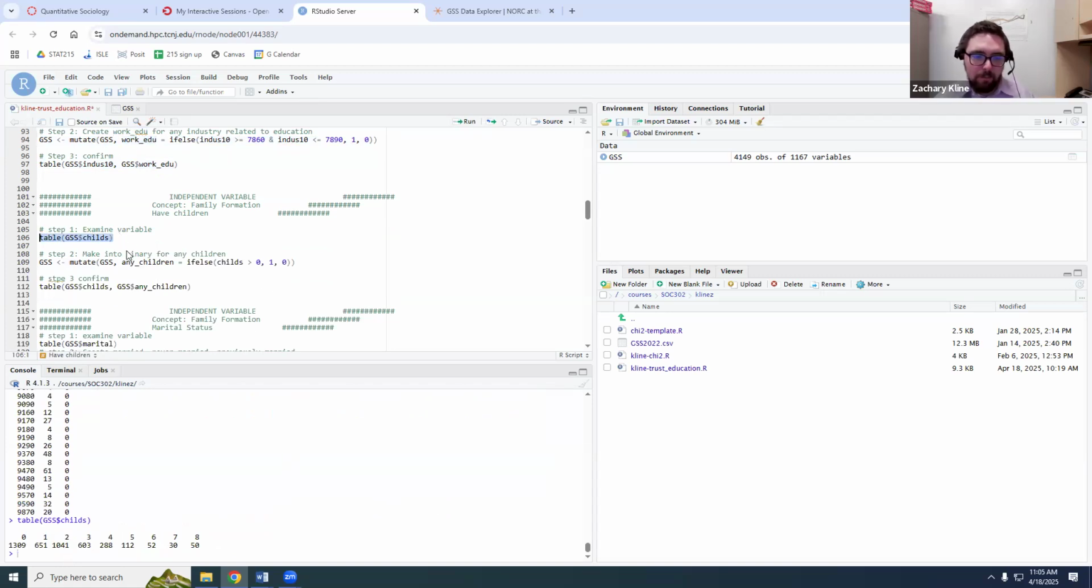So this first variable measures how many children the respondent has, and it ranges here from 0 to 8. So there are 50 people with 8 children, there are 112 people with 5 children, etc.